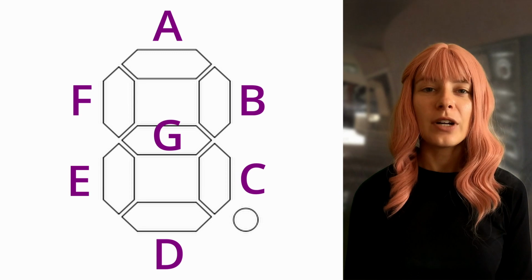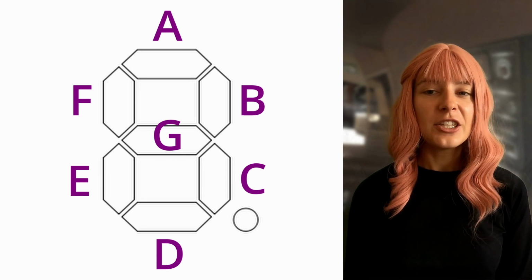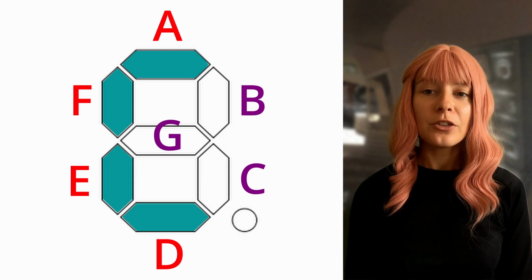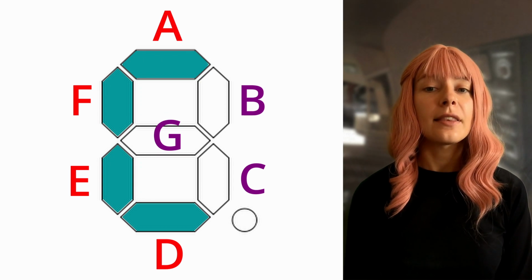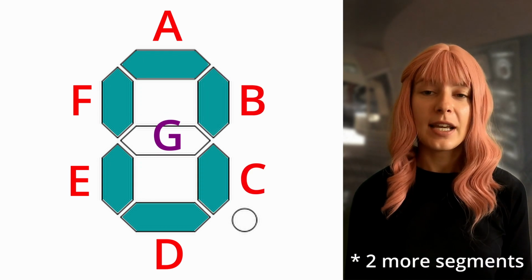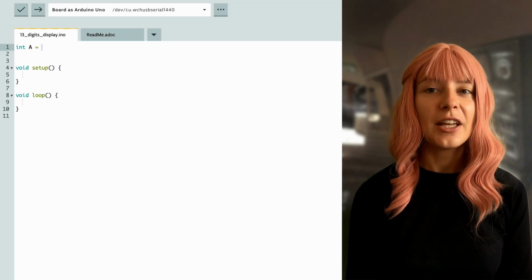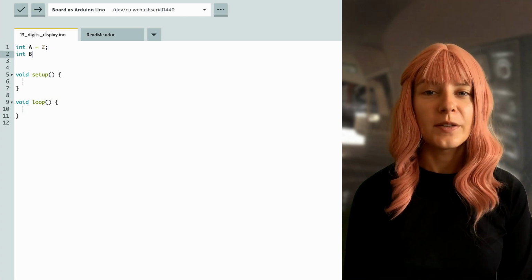Say you want to write the letter C. Then you'll need to turn on the following segments. If you want to write the letter O, then you'll have to add one more segment. Now, let's transfer this knowledge to our sketch and try writing the word cool.